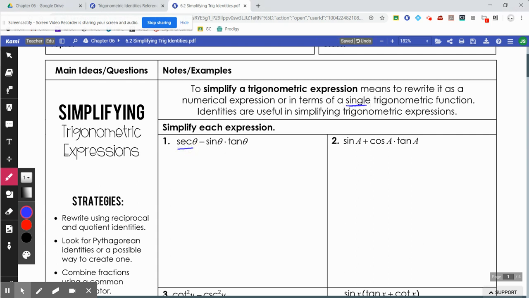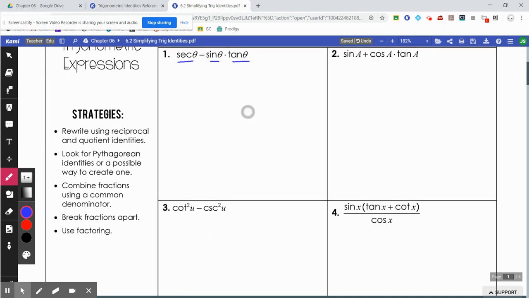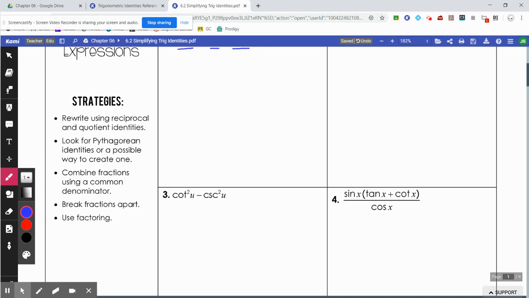We're going to try to write these. Notice this has a secant, a sine, a tangent. It has three different trig functions. We're going to try to write it in terms of just a single trig function, just one, just a sine or just a cosine or so on and so forth. Identities are useful in simplifying these expressions. So here's some strategies over here to the left.